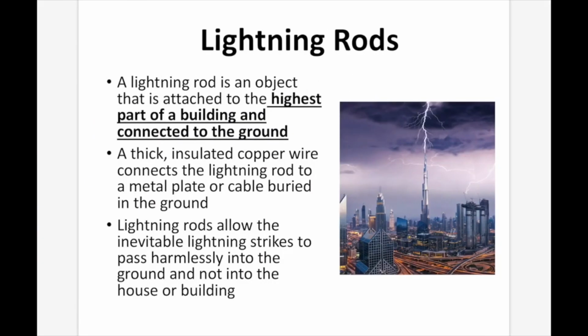Lightning rods. A lightning rod is an object that is attached to the highest part of a building and is connected to the ground. A thick, insulated copper wire connects the lightning rod to a metal plate or cable buried underneath the ground. Lightning rods allow inevitable lightning strikes to pass harmlessly into the ground and not into the building or house itself.